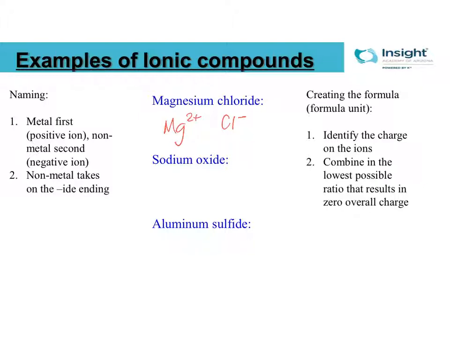All right, so which one do I need to have more of in order to make sure that we cancel this out? I'm going to need 2 chlorines. All right, so the formula for magnesium chloride, when I write this out, is going to be MgCl2. All right, when you write the formula, you do not need to include the charges in there because they cancel out. As long as you do it correctly and you cancel out the charges and they end up becoming 0, then you don't need to write the charges in there.